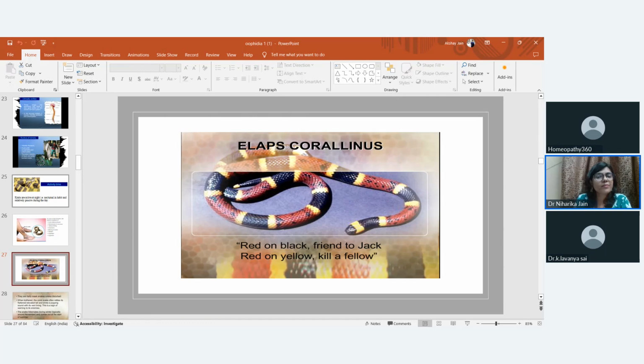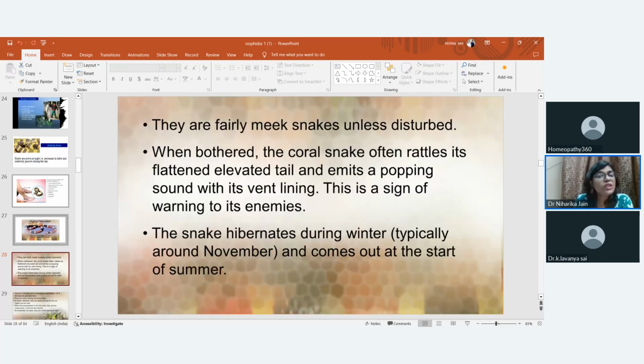Now, Elaps. Red on black, friend of Jack. And red on yellow, kill a fellow. They are fairly meek snakes unless disturbed. When bothered, the coral snake often raises and flattens its tail, elevating it, and emits a popping sound from its vent. This is a warning sign to enemies. The snake hibernates during winter, typically around November, and comes out at the start of summer.